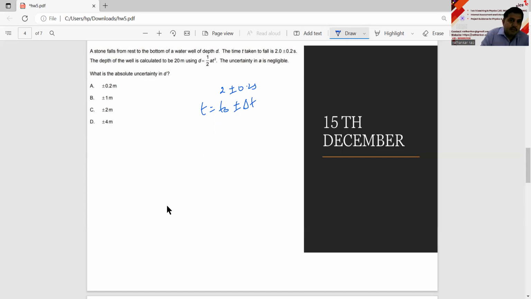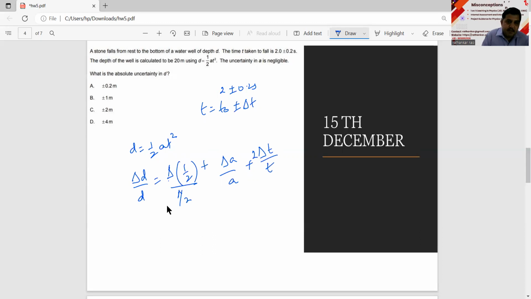Therefore, now we have D is equal to half A T square. Delta D divided by D is equal to delta of half divided by half plus delta of A divided by A plus 2 times delta T divided by T. Now half is a constant, so this goes to 0. Here, uncertainty in A is negligible, which means he treats this also as a constant, so it goes to 0. So I am left with only this value, which should be 2 times delta T by T.